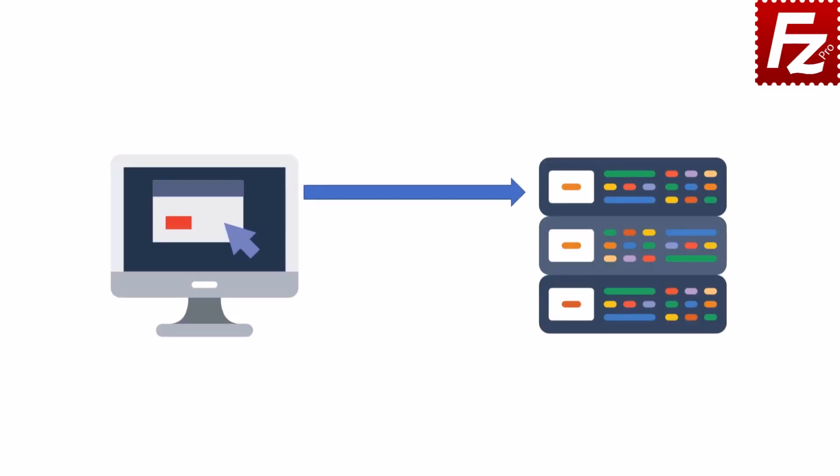In active mode, the client starts listening on a port and communicates that port number to the server through the control connection. FileZilla and FileZilla Pro use any available port. The server then initiates the data connection to the client's port.